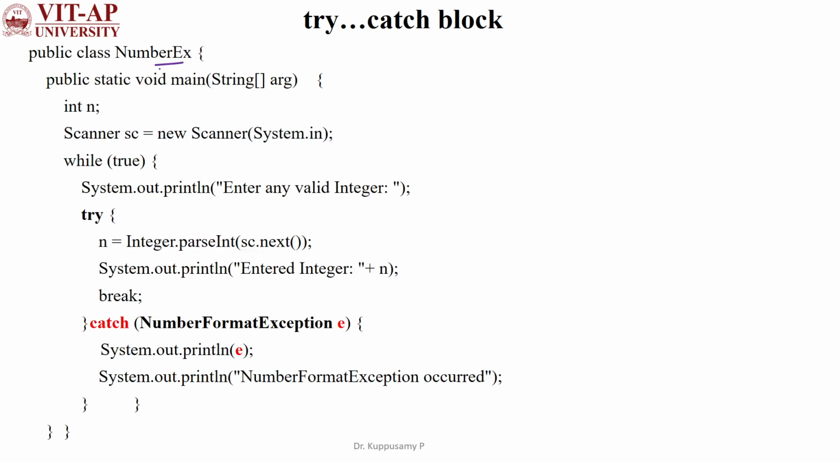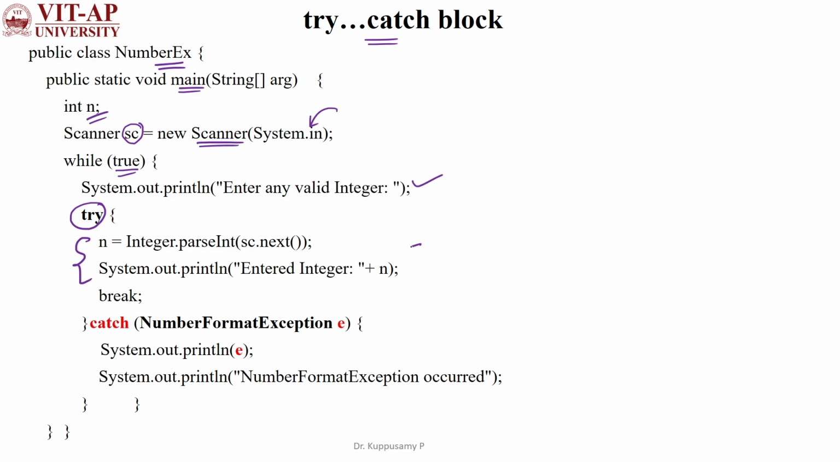And another example here, NumberEx, by using the try catch block, the main method is there. Then I am defining the integer variable n. Then here I am trying to get user-defined input by using the Scanner class, which is using System.in for input. While true, then we are entering the value, enter any valid integer. We are introducing the try block here. Inside that two statements are there.